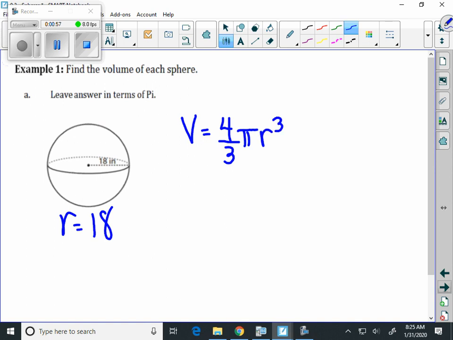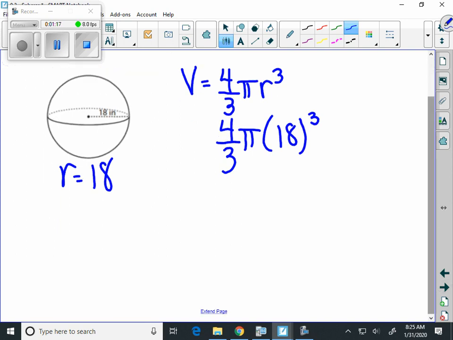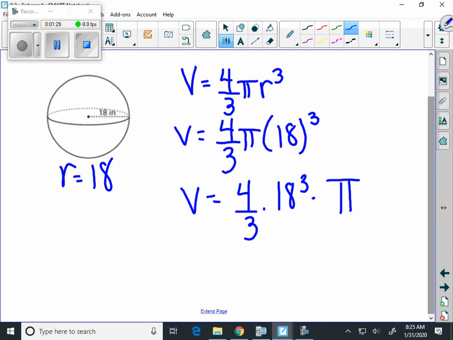So we need to look, at least on the calculator, where is the cubed button? And if you don't know where the cube button is on Desmos, make sure that you ask your teacher. But once again, we fill this in: 4/3 pi r cubed. This is going to be 18 cubed this time. When we type this into the calculator, even in Desmos, 4/3 times 18 cubed, and then I'll leave the answer in terms of pi.